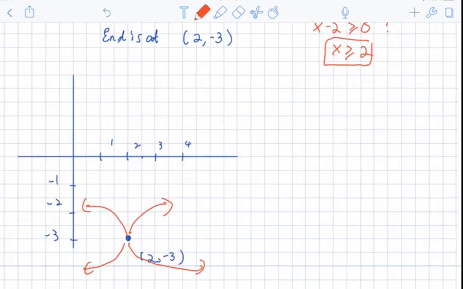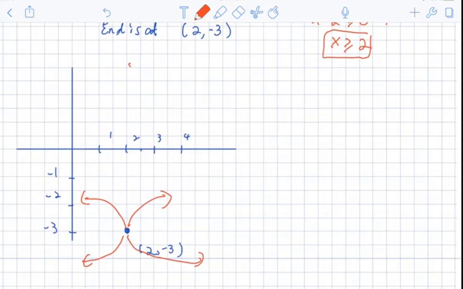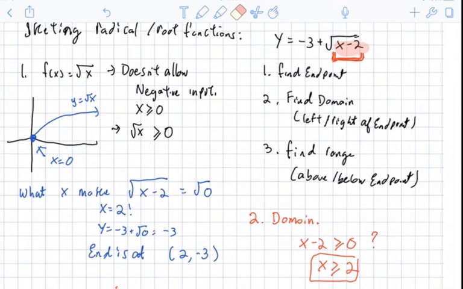And what that tells you is that our graph is only going to be defined for values of x bigger than 2, which rules out these bottom ones to the left. So one of these two has to be the graph. Next step, I need to talk about the range.